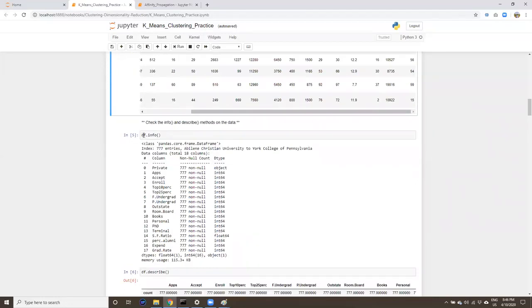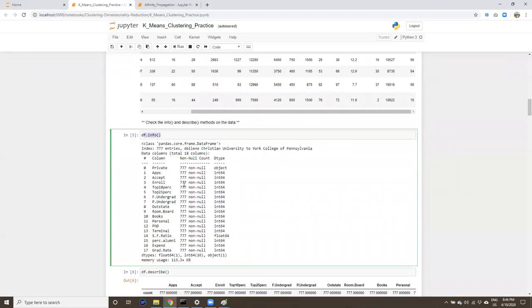Going forward, when you do df.info, fundamentally you will get what is the type of data you are having. One is objects, floating values, integers, and all those. So if you see, 90% or 99% of these variables are all numbers.